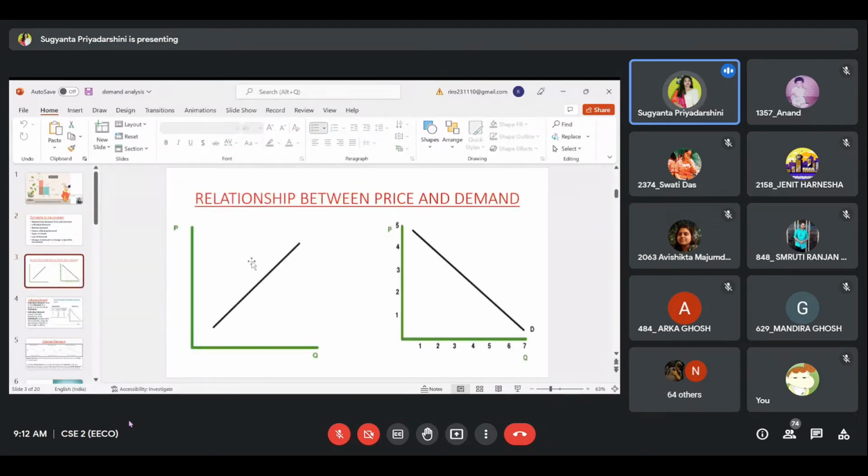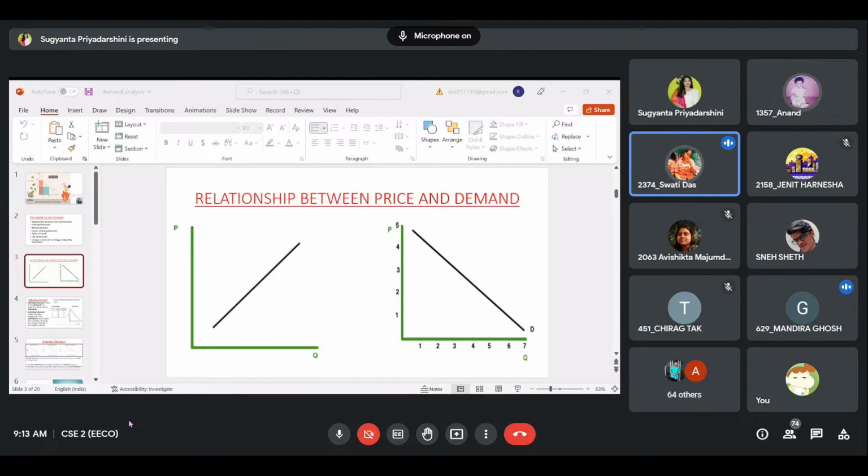Okay. So coming to the first one, that is relationship between price and demand. So here you can see that there are two graphs. In the first graph, we see a direct relationship between price and demand, whereas in the second graph, we see an inverse relationship between price and demand. So can you tell me out of these two graphs, which one is correct? The first one or second one? The second one. First one. Acha. Can you tell me the reason behind it?